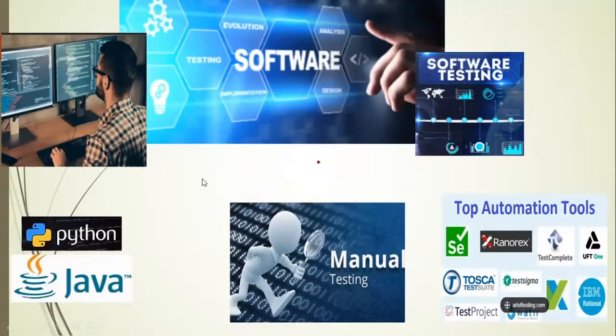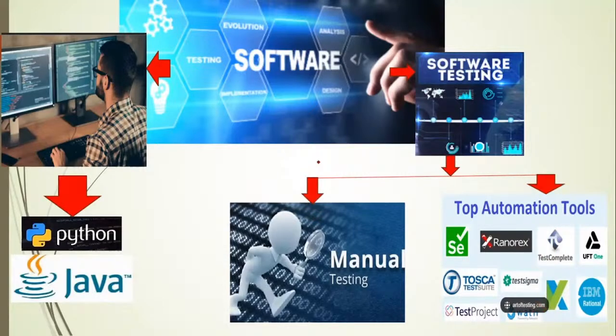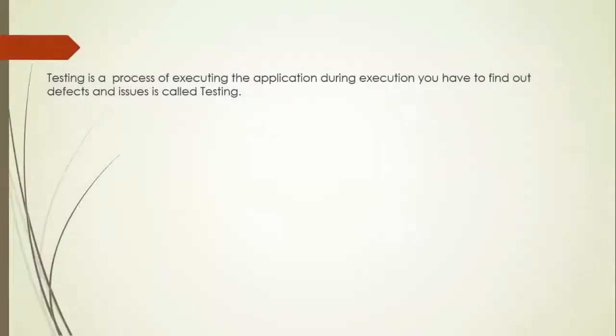And don't worry about these manual testing and automation testing. For manual testing, no coding is required. But in automation testing, for some of the automation tools, we have coding languages you must learn, but for the rest of the automation tools, there is no need to learn any coding language. Okay. So what is testing? What is software testing?